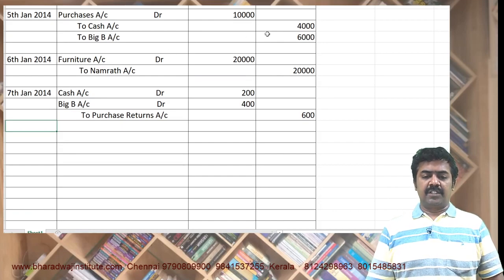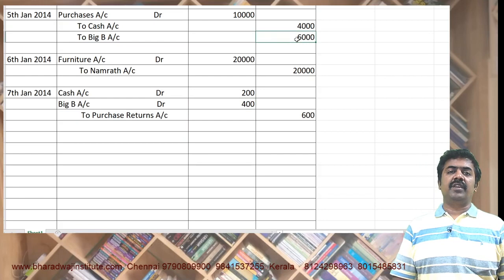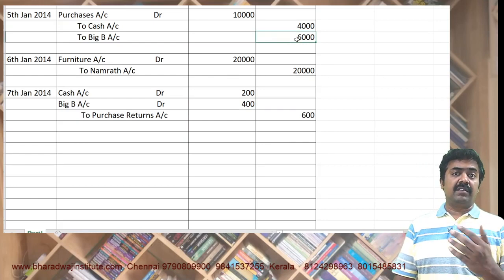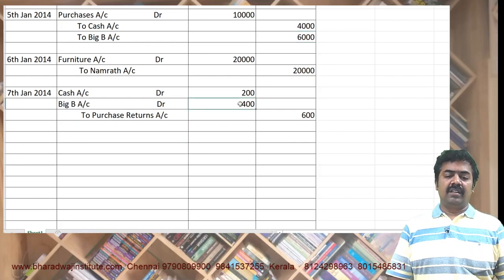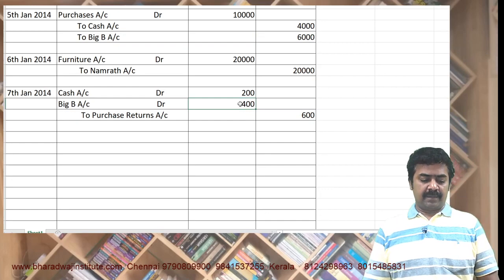Right? So whatever is purchased for cash, we'll get back cash. Whatever is purchased from Big B, if it is returned, it will adjust the ledger account. While receiving the goods, we credited his account. Okay? When we are returning the goods, debit the receiver.